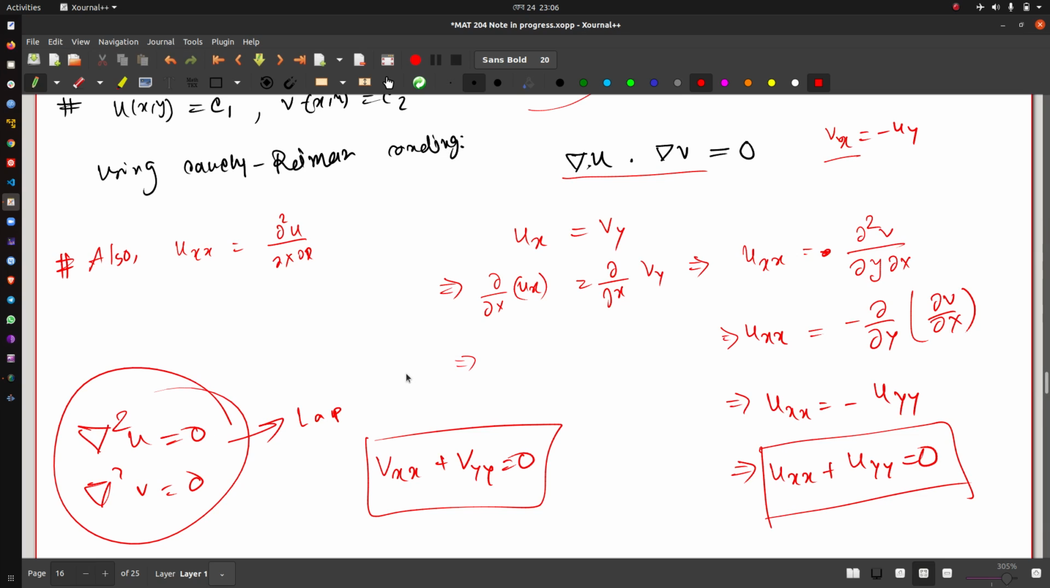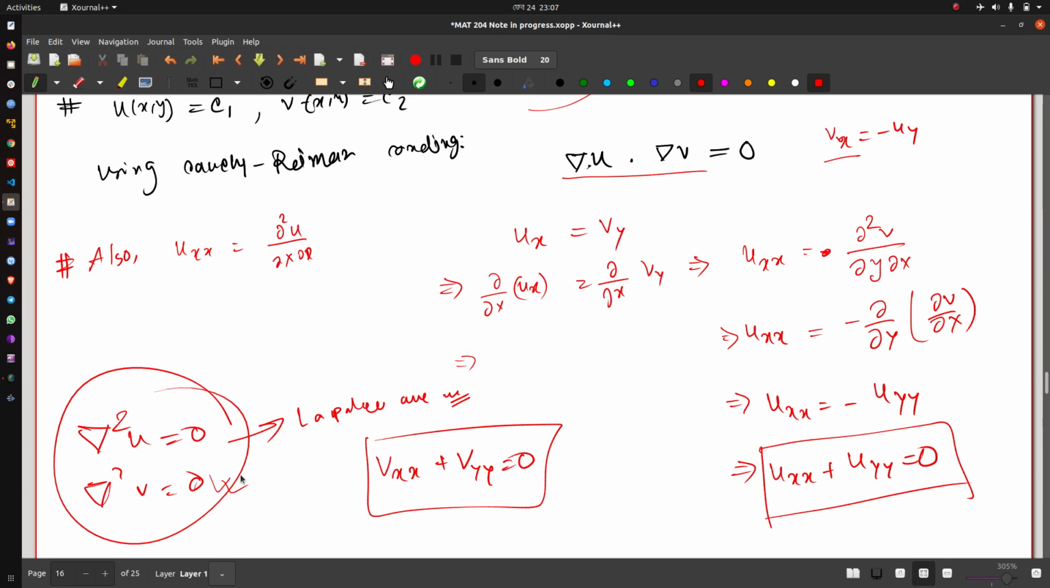And in fact, these u and v's which satisfy this Laplace's equation are called harmonic functions. That means if you find some function that satisfies the Cauchy-Riemann conditions, then you can use them as a solution for this kind of PDE.